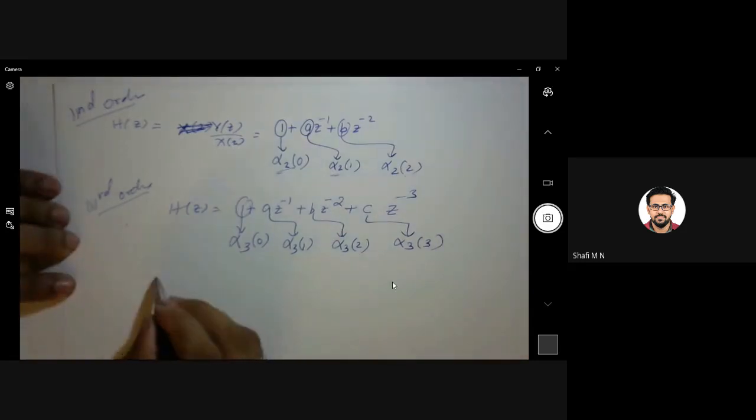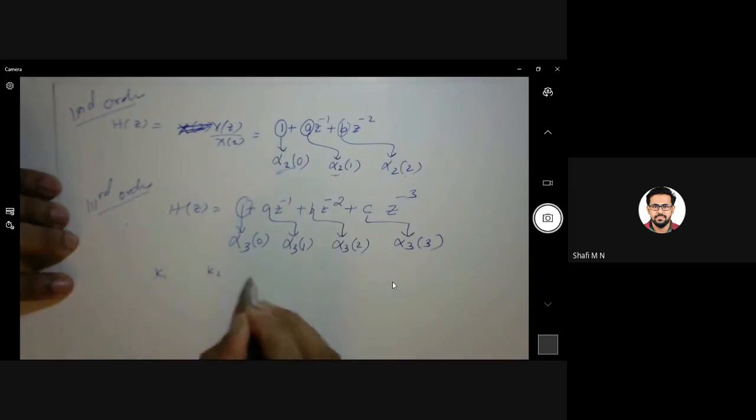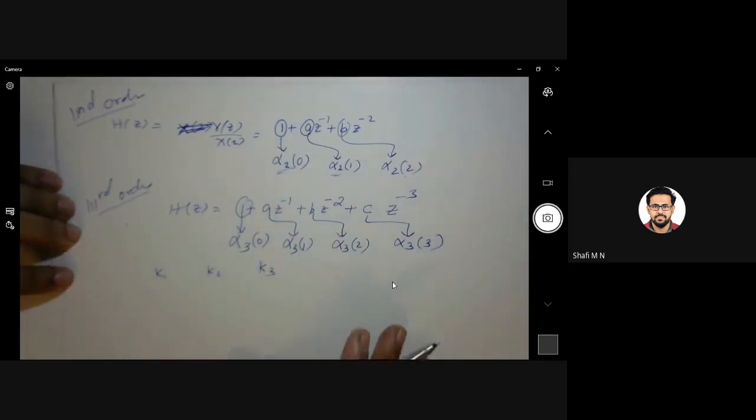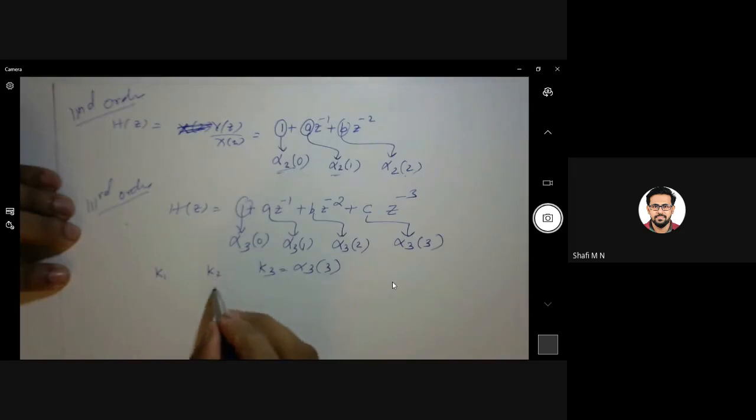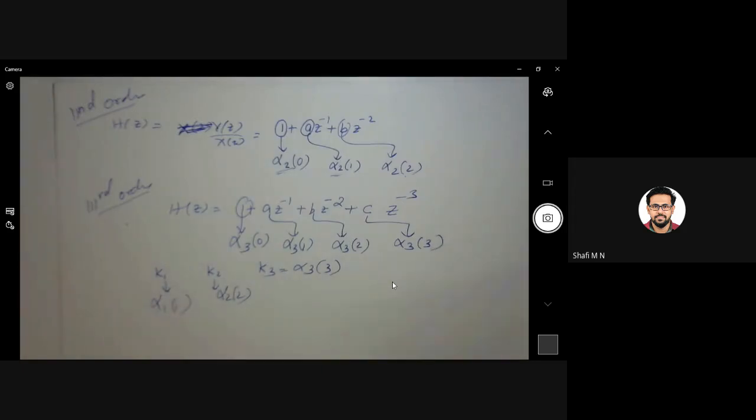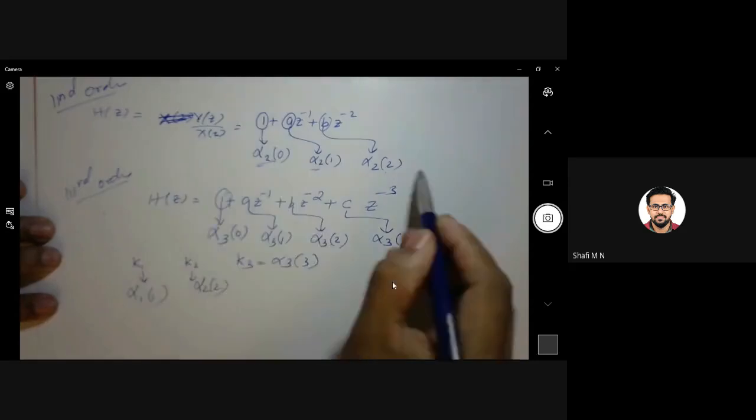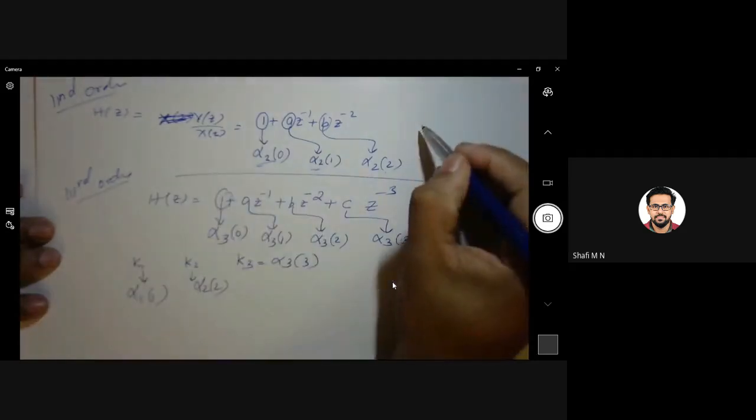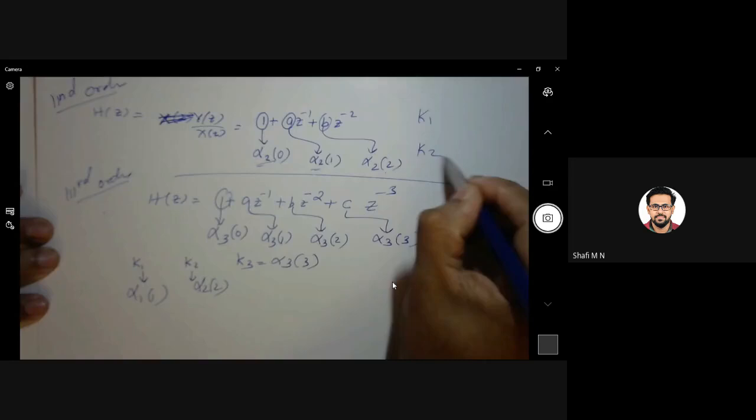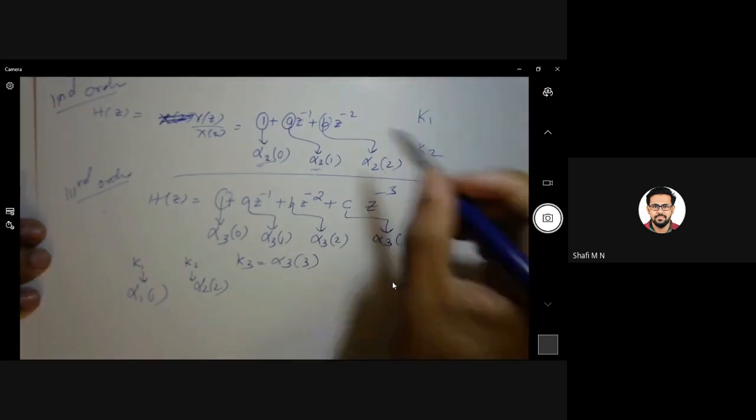My concern is, what is K1, what is K2, what is K3, K4, and so on. Actually, K3 is equal to alpha 3 of 3. K2 is equal to alpha 2 of 2. And K1 is nothing but alpha 1 of 1. This is the K and alpha relation. So if you have a second order system, how many lattice coefficients are there? K1 and K2. Second order, 2 lattice coefficients.